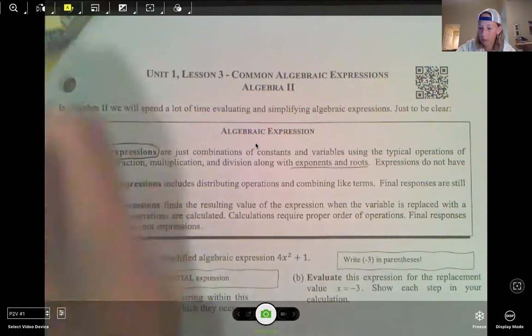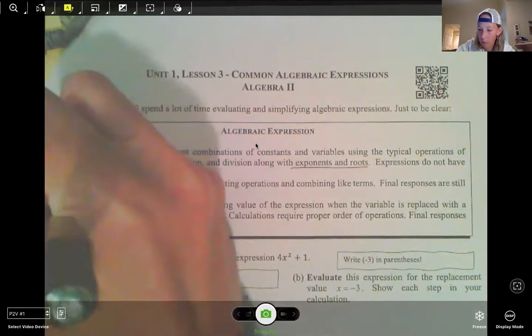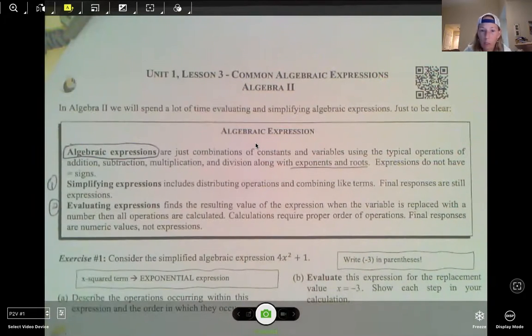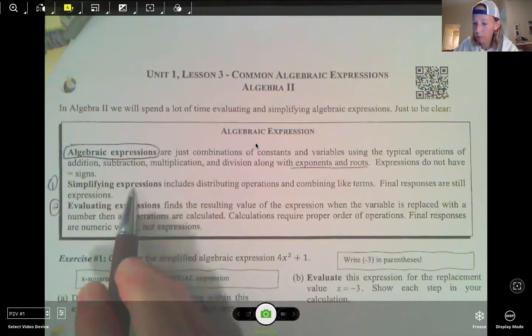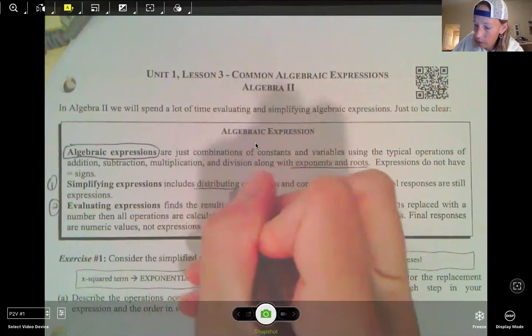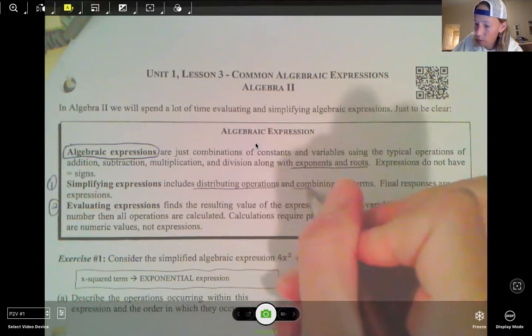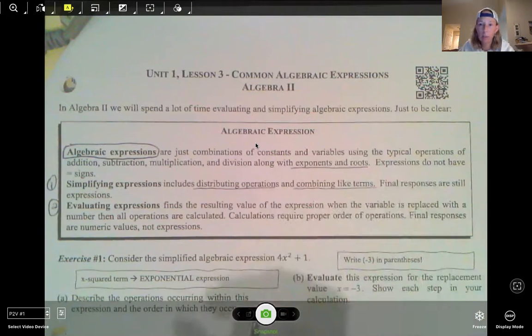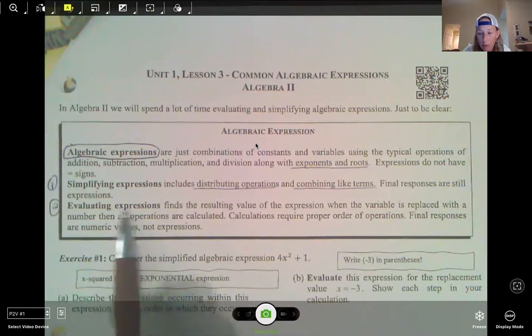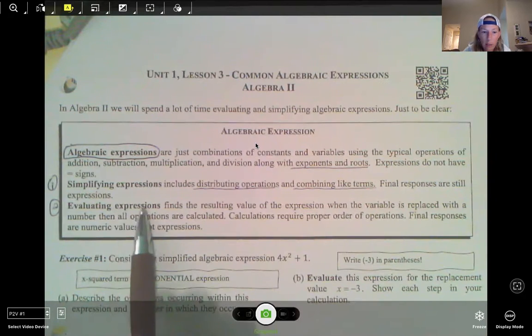These are the main two things we see with expressions. Simplifying, if we remember, anytime we see parentheses, that's when we use the distributive property, and we're also always looking to see if there are any like terms that we can put together to make it look simpler. Evaluating is a little bit different. It's when we have an expression and we want to find some number answer that it's equal to when we plug in a certain value of x.